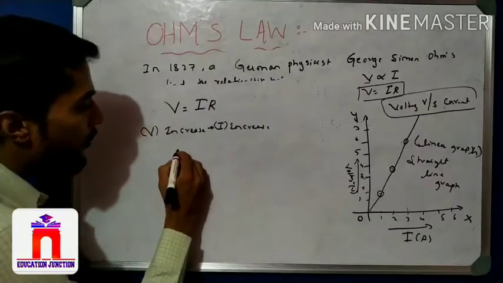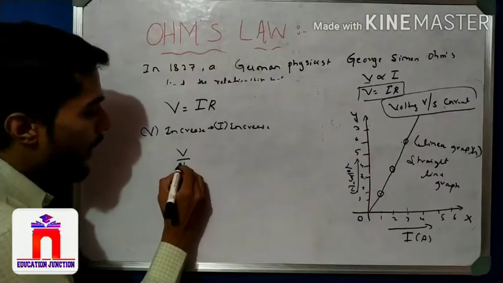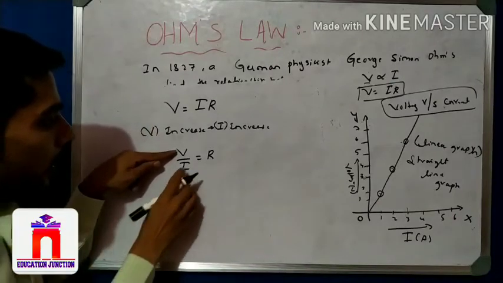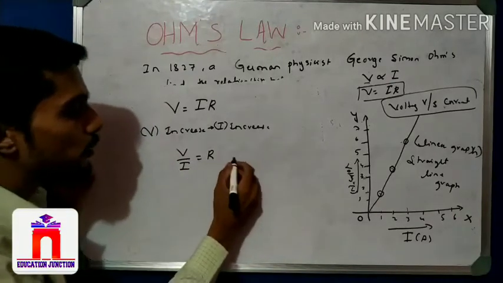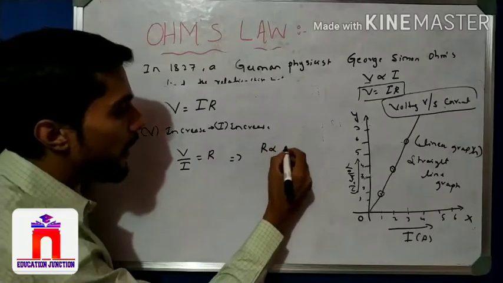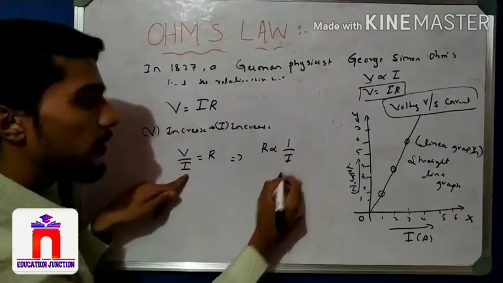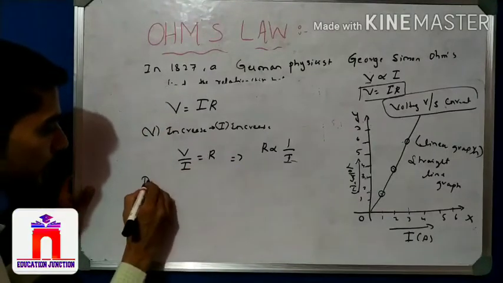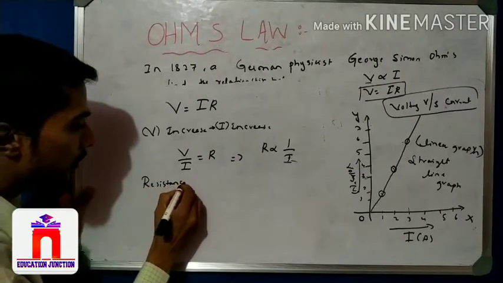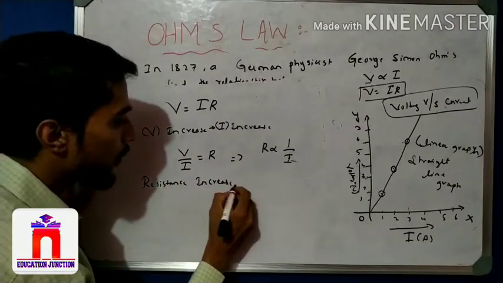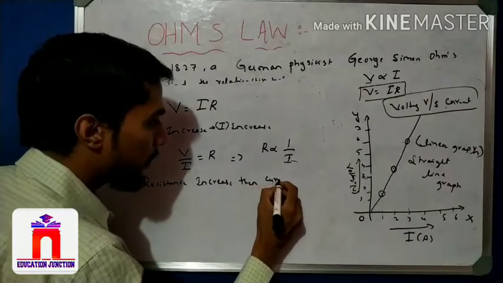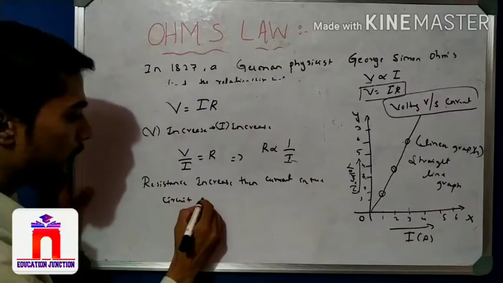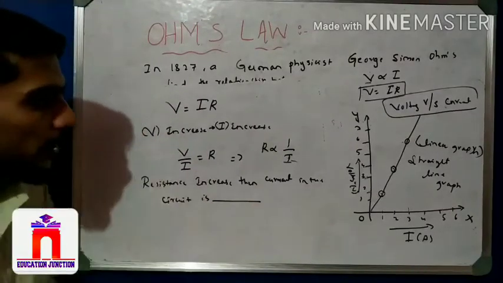Now again, from the formula V by I is equal to R. Now see, whenever the resistance increases, it is inversely proportional here. R is inversely proportional to the current. Inversely proportional to the current. So here, whenever the resistance increases, then the current in the circuit is dash. So see what happened here.